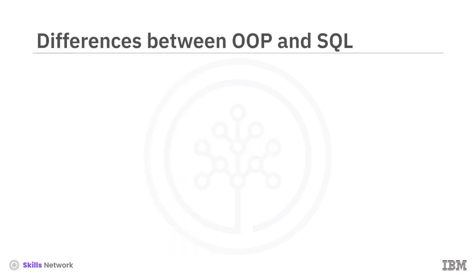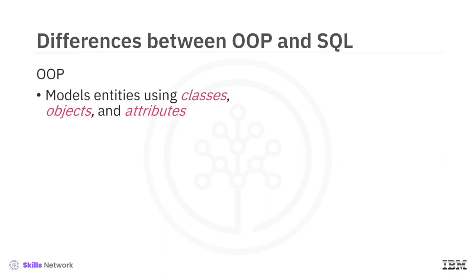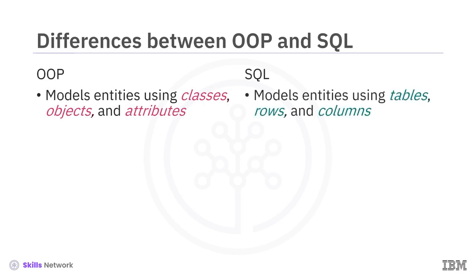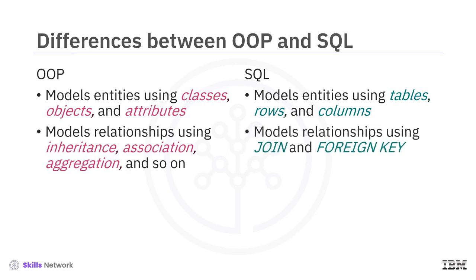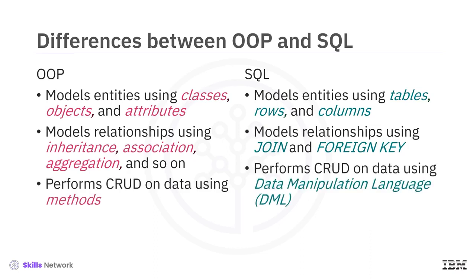We have seen that the OOP and SQL paradigms model data differently. OOP models entities using classes, objects, and attributes, whereas SQL models entities using tables, rows, and columns. Also, OOP models relationships using class patterns like inheritance, association, and aggregation, whereas SQL models relationships using join and foreign key. Lastly, OOP performs CRUD on data using methods, whereas SQL performs CRUD on data using data manipulation language, like the SQL statements insert, delete, and update.